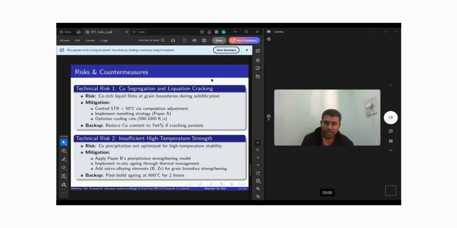Our mitigation approach for this includes optimized composition for maximum precipitation driving force; in situ aging, which means using built-in heat treatment during printing; microalloying, which includes boron and zirconium that segregate to grain boundaries, strengthening them; and processing control, including a fine cellular structure that provides additional strengthening. The backup strategy is post-build aging at 600 degrees centigrade for 2 hours, which would ensure complete precipitation, optimize precipitate size and distribution, and provide a known reliable strengthening method.